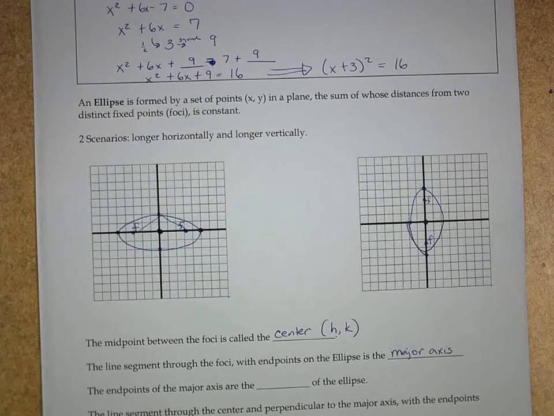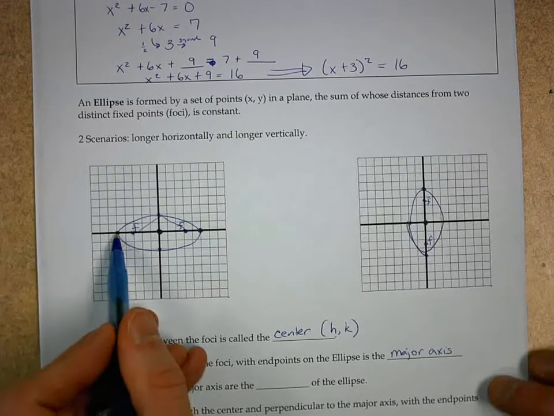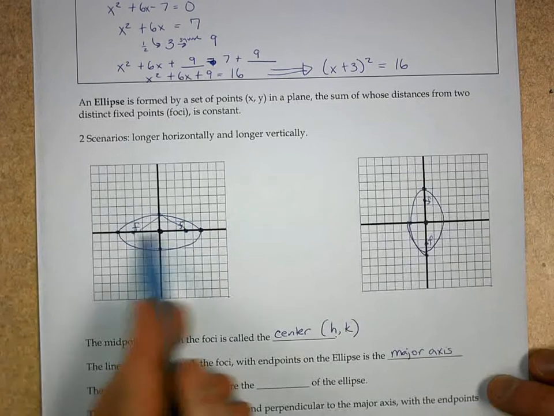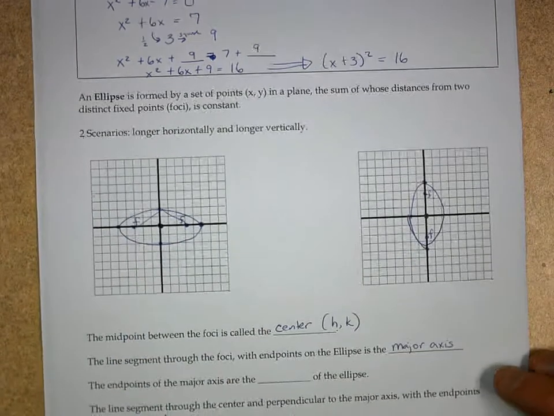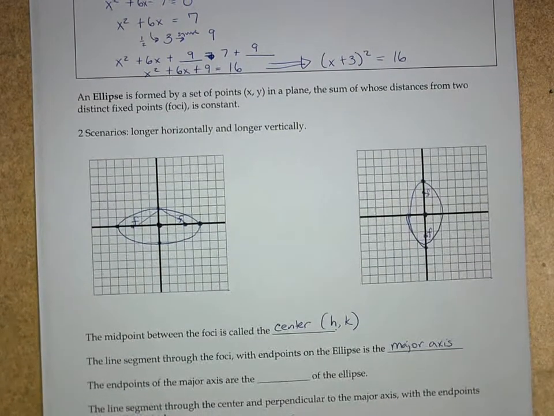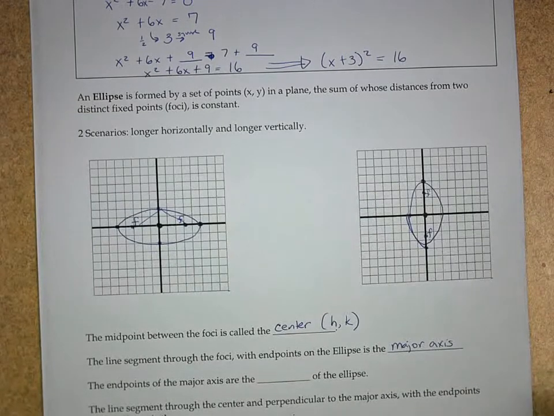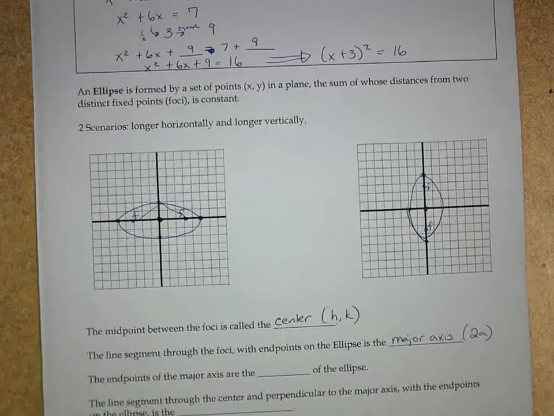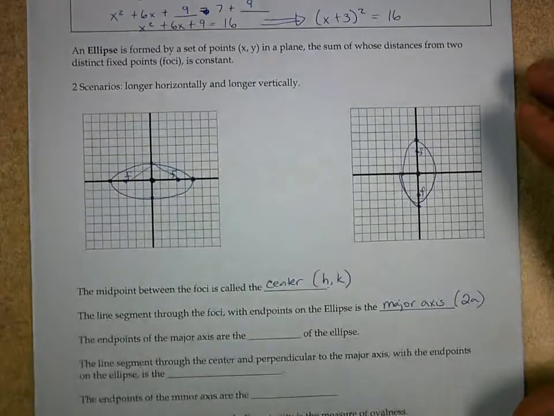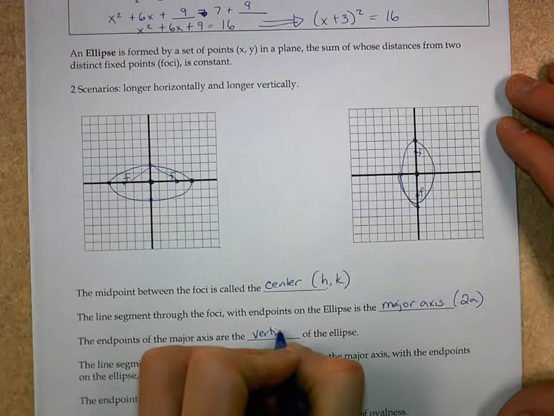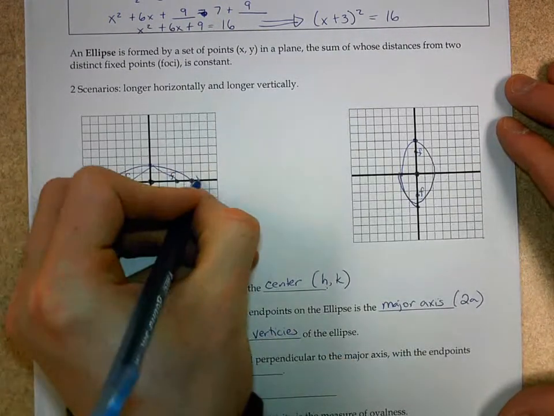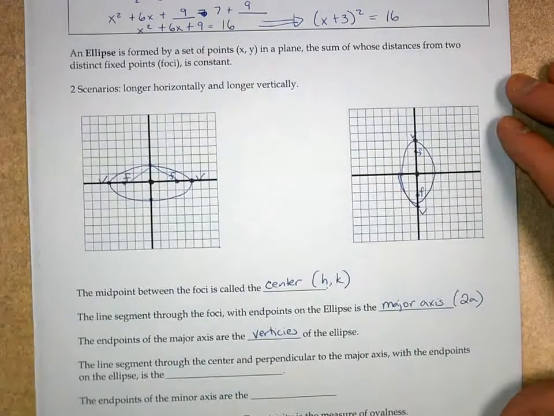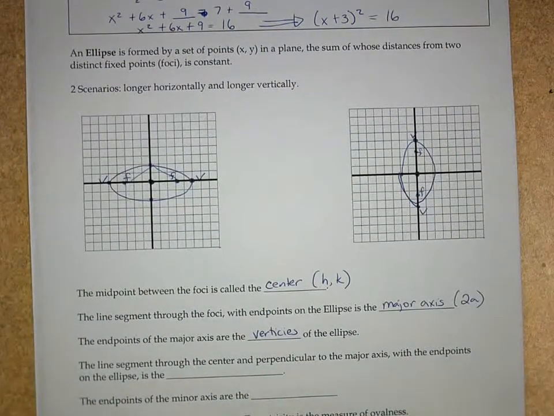So the foci are always on the major axis, and the major axis is always the longest portion of the ellipse. So horizontally, it's in the x-axis direction, vertically, it's in the y-axis direction. And the way we can find the length of the major axis, we're going to use the formula 2a. The endpoints of the major axis are called the vertices of the ellipse. So right there would be my vertices, and up there and down there would be the vertices on the vertical ellipse.